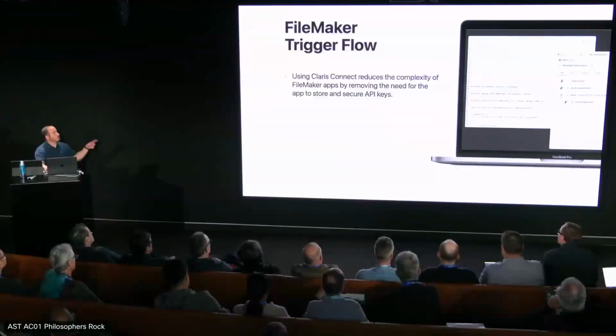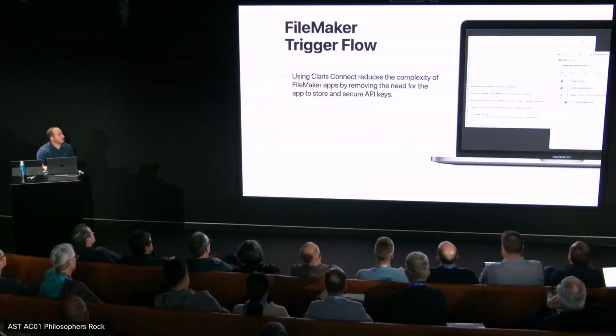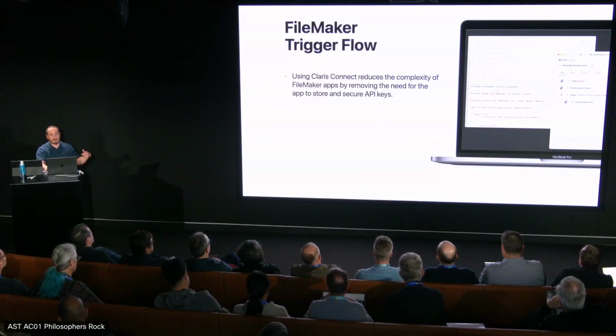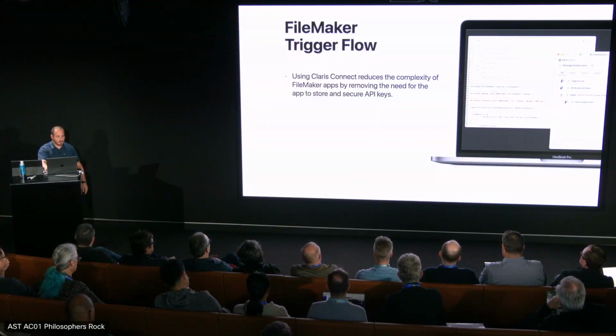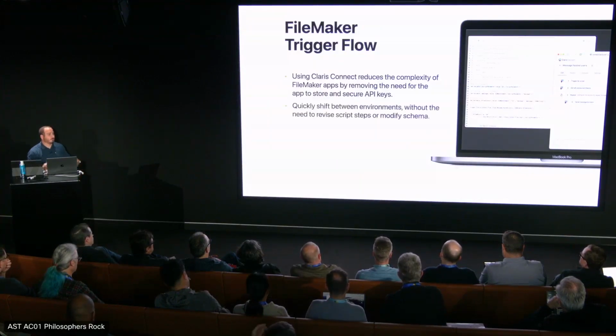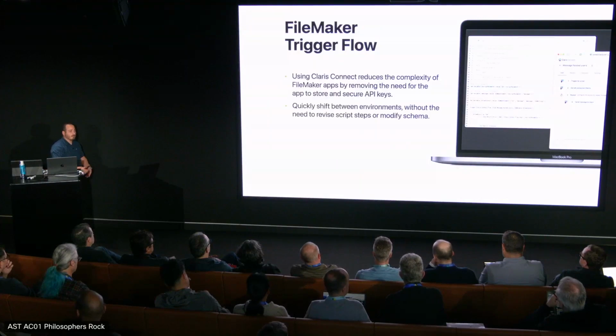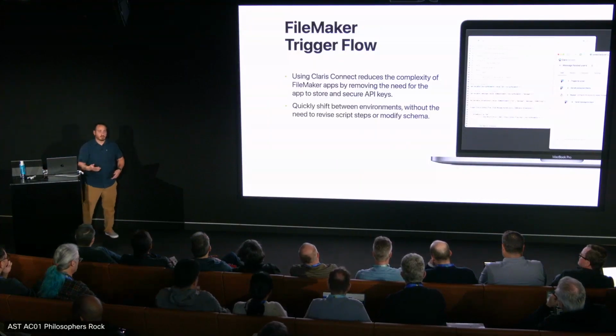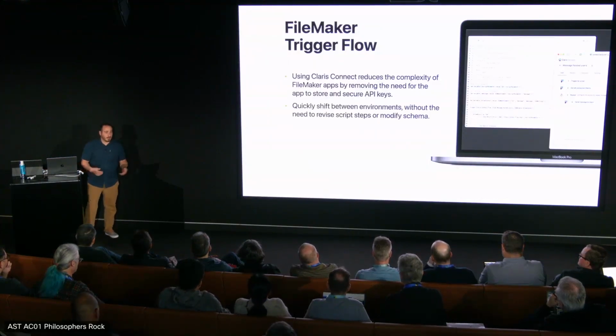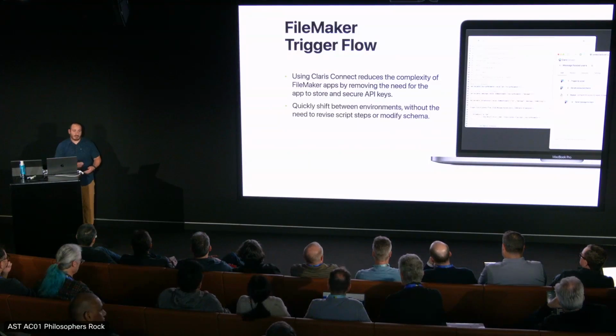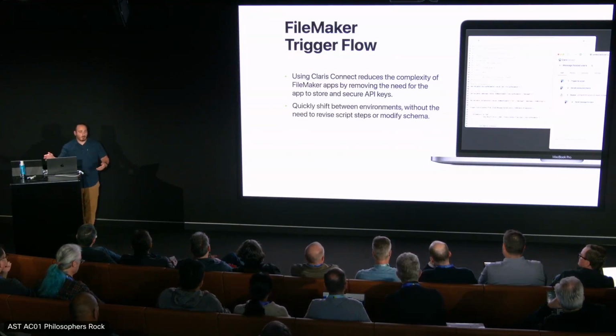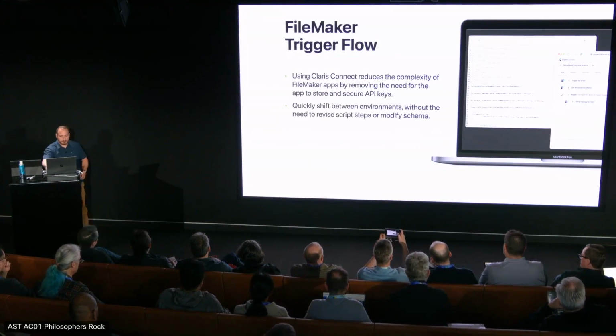So using the FileMaker trigger flow reduces the complexity of your FileMaker scripts by removing the need to store API keys, as we saw earlier, right? We just selected the one we wanted and it automatically gave it to us. We can quickly shift between environments, as we saw earlier. If I have a flow that uses credentials for environment A and I want to switch them to environment B, all I have to do is go into the app connection and reconnect with my other account. All the flows that use that connection are automatically updated. There's nothing else you need to do.